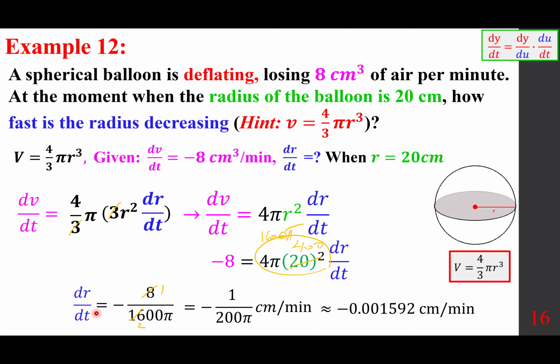Now, what does it mean? When the spherical balloon is losing 8 cubic centimeters of air per minute, the radius is decreasing by 0.001592 centimeters per minute. When you mention decreasing, then you don't write the negative sign. Remember that.